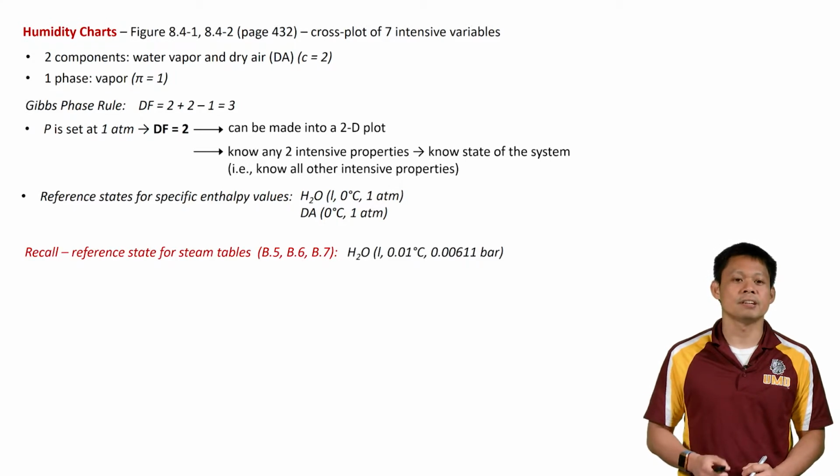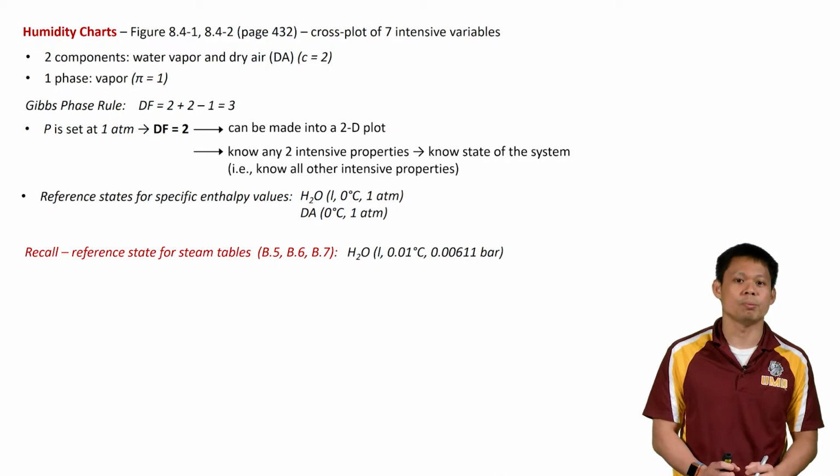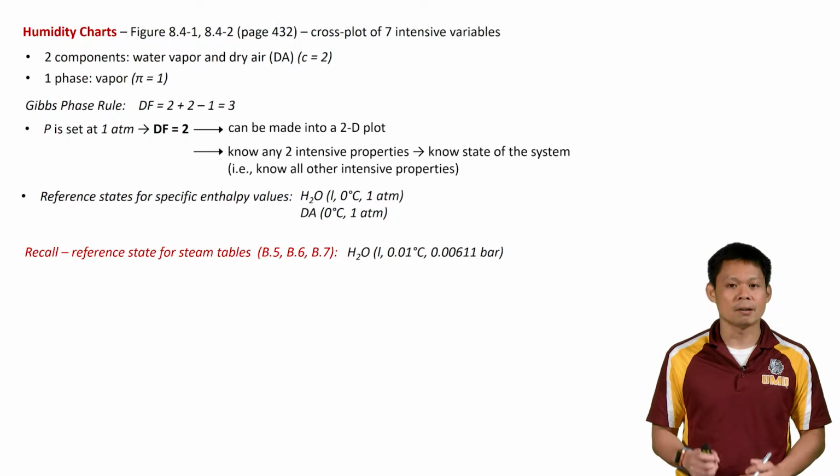Let's look at the reference state for our steam table, so B5, B6, and B7. Recall that this was the triple point of water, 0.01 degrees C, 0.00611 bar, and it is the liquid state.